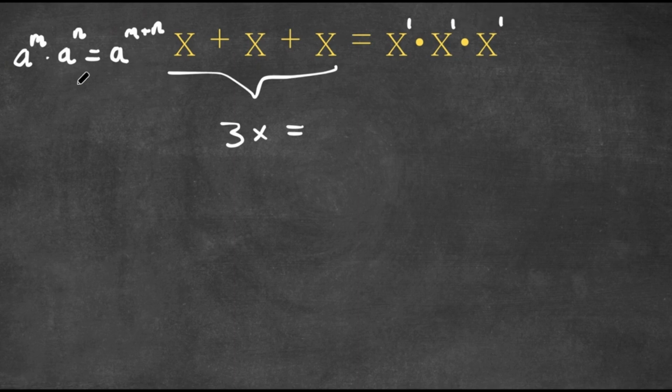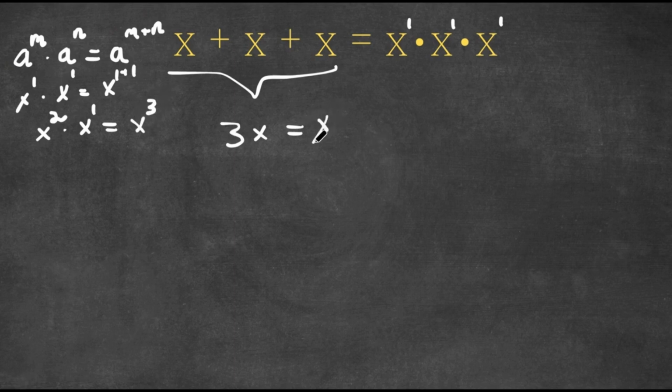So meaning x to the power of 1 times x to the power of 1, this would equal x to the power of 1 plus 1, and 1 plus 1 is 2, so we have x squared. Now x squared times x to the power of 1 again, because we got to multiply with the other x, this would equal x to the power of 2 plus 1, which is x cubed. So we have 3x is equal to x cubed.